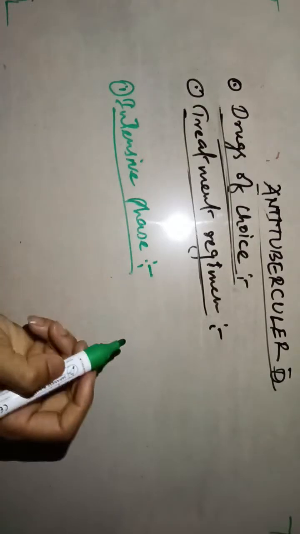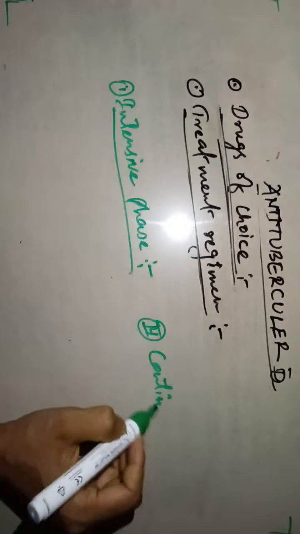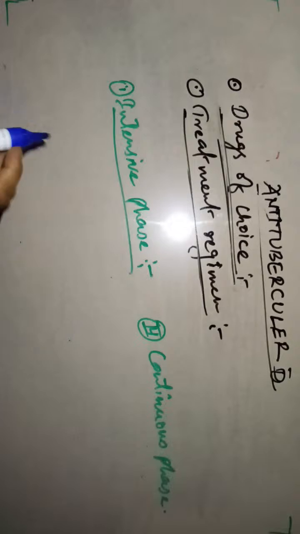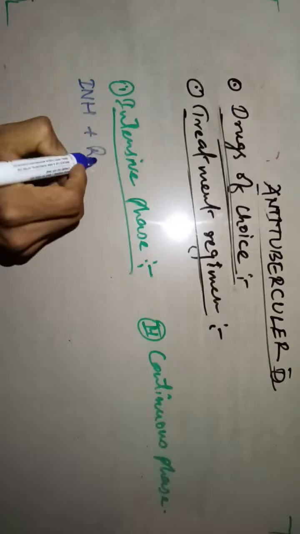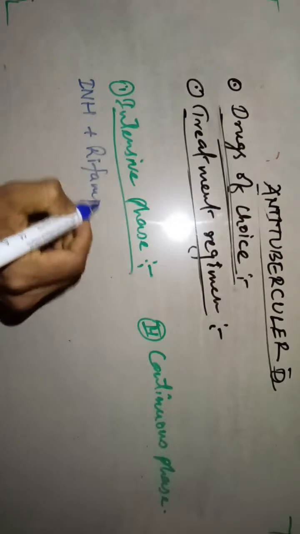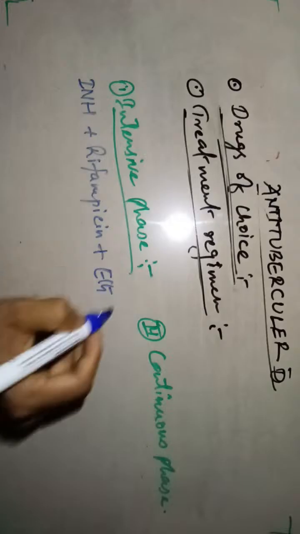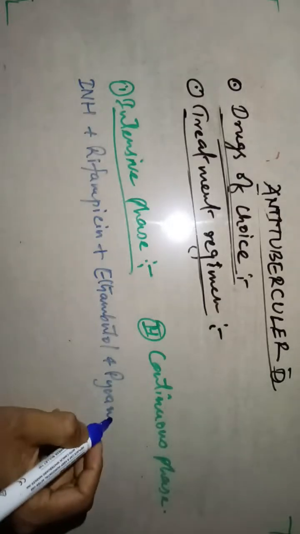The first phase is called the intensive phase and the second phase is called the continuous phase. In the intensive phase, more drugs will be used for a shorter duration. The drugs are isoniazid, rifampicin, ethambutol, pyrazinamide. All the first line drugs will be used.